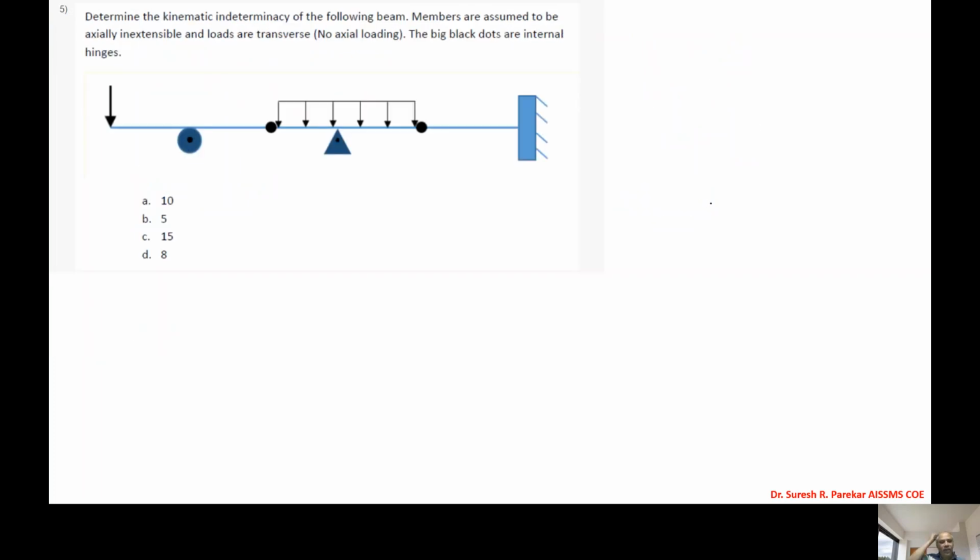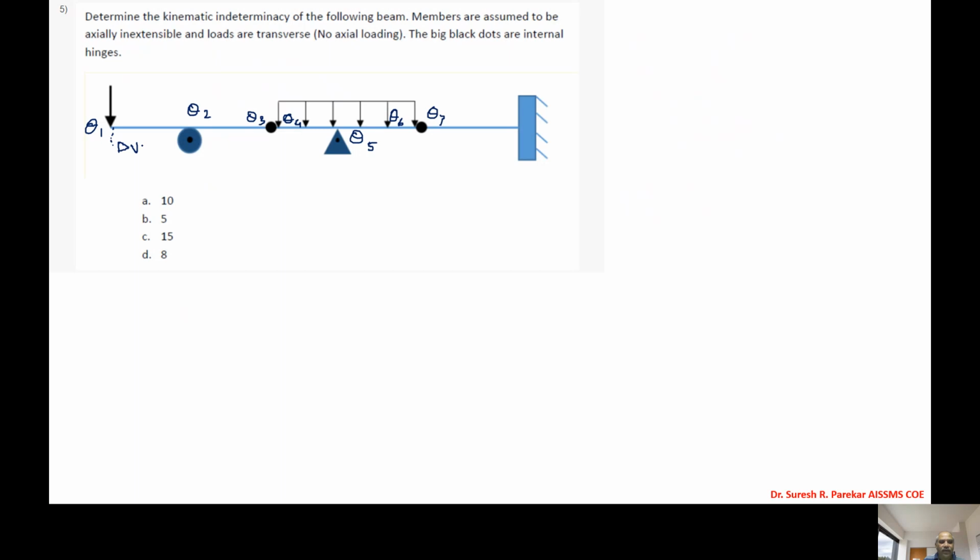Now we will go to the next: determine the kinematic indeterminacy of the following beam. Members are assumed to be axially inextensible. So no horizontal displacement we have. Now we have theta 1, then theta 2. Here we have theta 3, on this side we have a different theta 4. Here we have theta 5, theta 6. Here we have theta 7. No axial deformation, but it can deflect vertically.